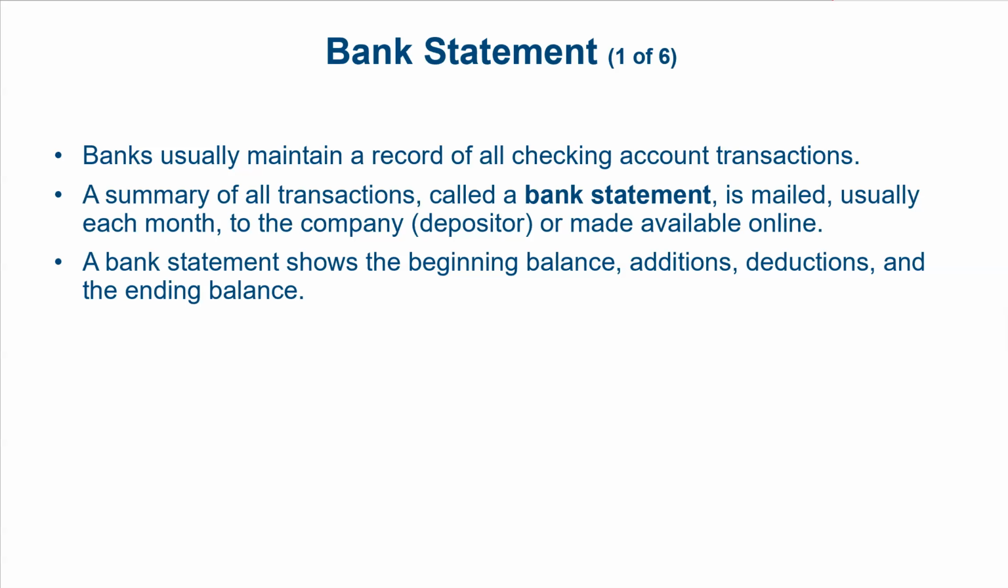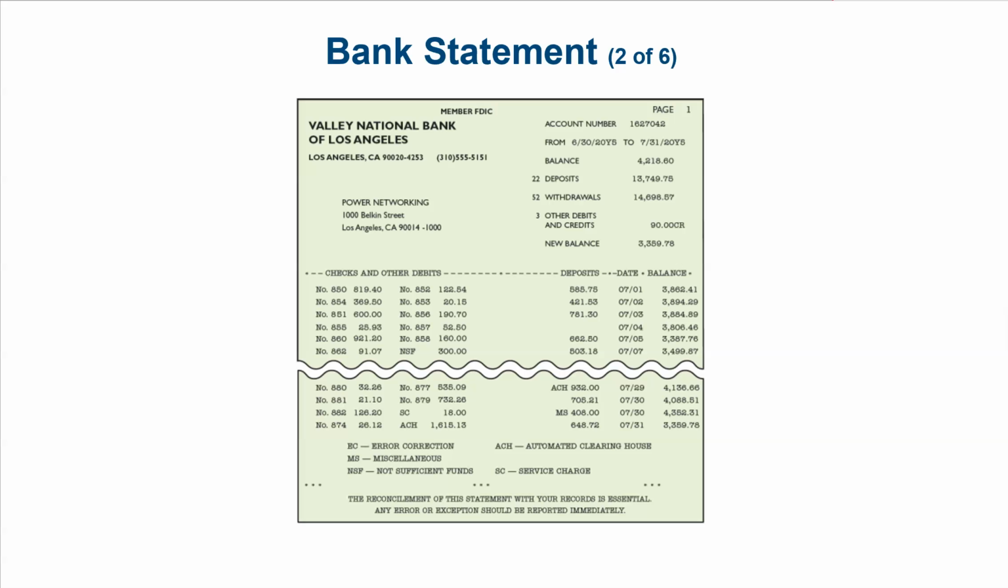The bank statement maintains a record of all checking account transactions. A summary of all the transactions, called a bank statement, is mailed usually each month to the company or made available online. A bank statement shows the beginning balance, additions, deductions, and the ending balance. This is an example of a bank statement. It goes from the period of 6/30/2018 to 7/31/2018. It tells us that we had 22 deposits, which it lists out, and 52 withdrawals. And then it tells you your new ending balance.